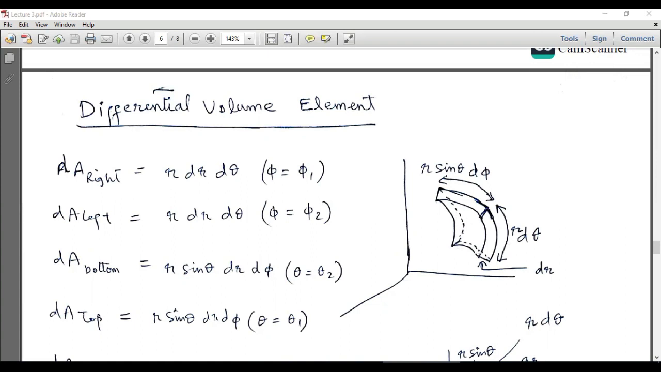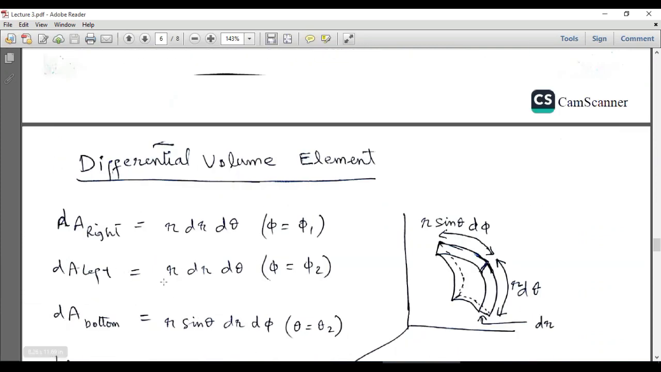For the bottom surface, theta will be equal to theta 2, and it will be constant, and the differential area will be equal to, this is dr, and this is r sine theta d phi. So r sine theta dr d phi, and theta is equal to theta 2. And for the top surface, theta will be equal to theta 1, and we just have to multiply r sine theta d phi with dr, and we will get the same differential area.